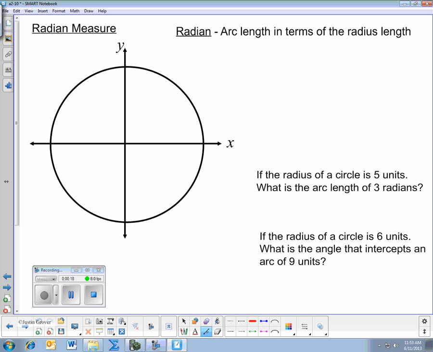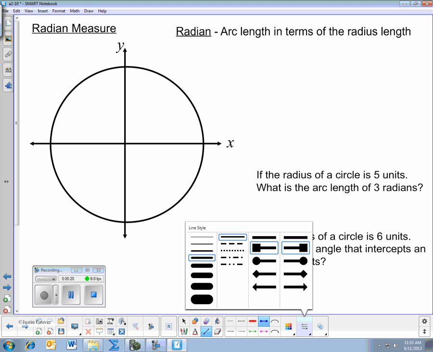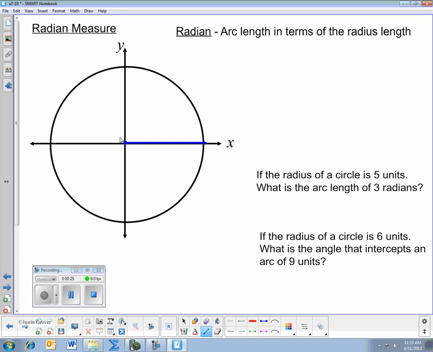For example, if I were to draw in an angle here, we start at the initial side, and then let's terminate it about there. Looking at this angle theta, it looks like it's somewhere between 60 and 70 degrees. But what I really want to measure is the arc it's creating, in terms of its radius length. That's what the radian is. It's a comparison of that arc and the length of the radius.